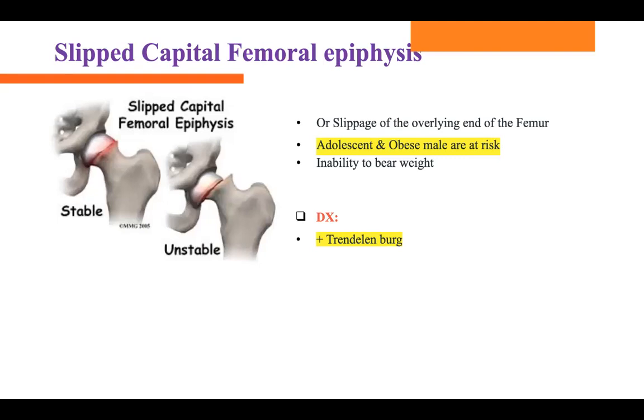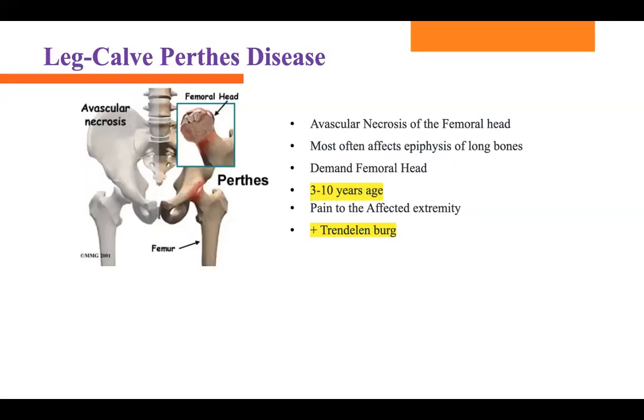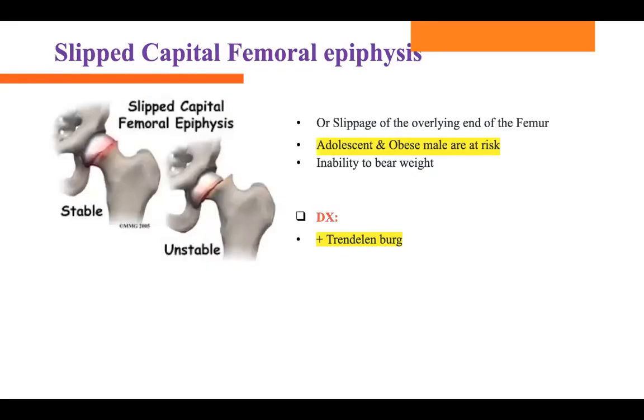So that's why it's confusing, SCFE. They both have the same signs and symptoms. But this condition doesn't happen to little babies. Okay, it happens to 17, 18, 19, 20 year old adolescent and morbidly obese male persons. So that is SCFE. Little babies, Legg-Calve-Perthes disease, 3 to 10 years of age. Above 17, that is SCFE.